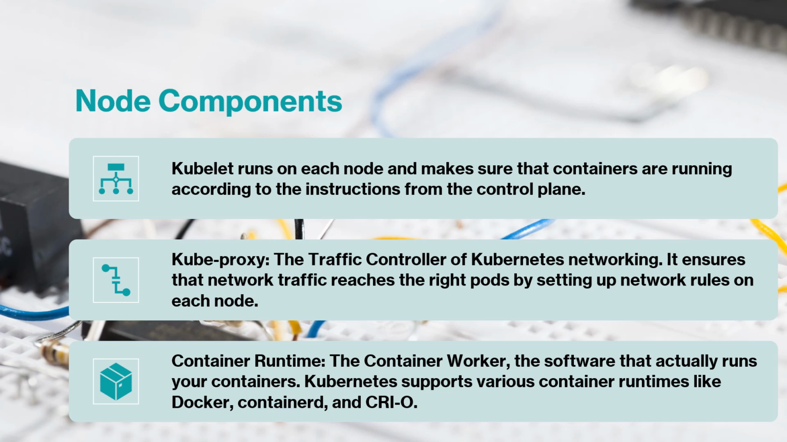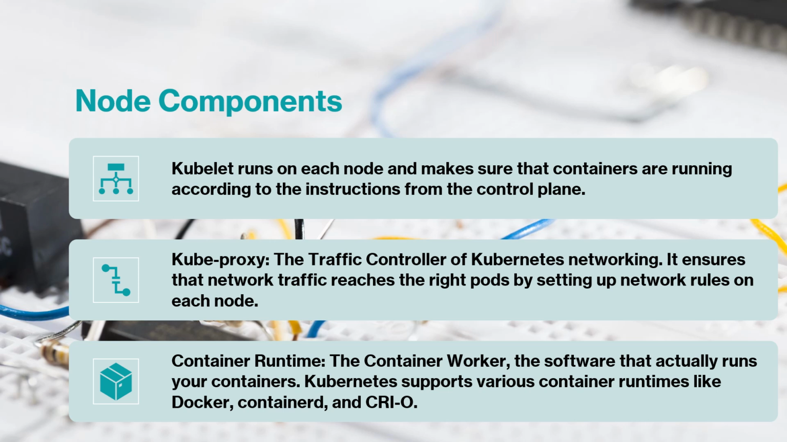Kubelet, the node agent. First, we have Kubelet, the node agent. The kubelet runs on each node and makes sure that containers are running according to the instructions from the control plane. When the API server tells the kubelet, I need 3 pods running on this node, the kubelet pulls the container images, starts the containers, and then monitors them. If any of the containers fail, the kubelet will restart them, keeping your applications running smoothly.